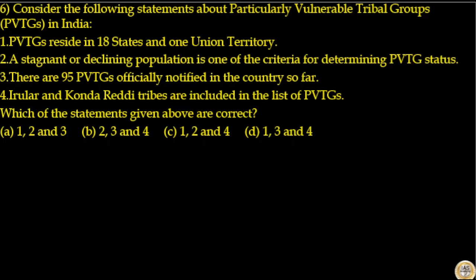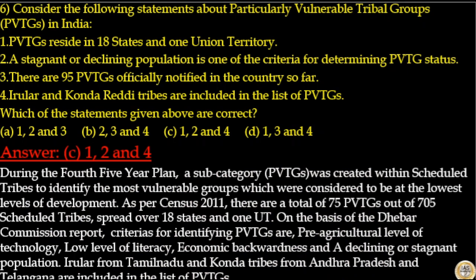Here the answer to this question is option C. Statements 1, 2 and 4 are correct and statement 3 is incorrect. During the fourth 5-year plan, a subcategory was created within scheduled tribes to identify the most vulnerable groups, which were considered to be at the lowest levels of development. As per census 2011, there are a total of 75 PVTGs out of 705 scheduled tribes spread over 18 states and 1 union territory. Hence, statement 1 is correct and statement 3 is incorrect.